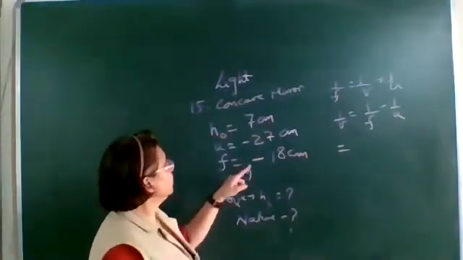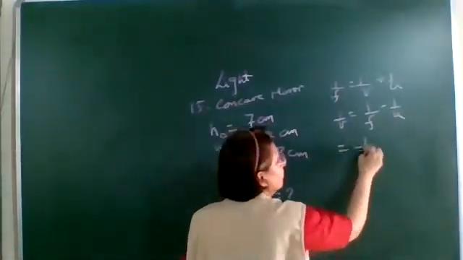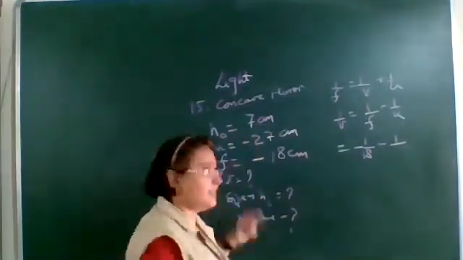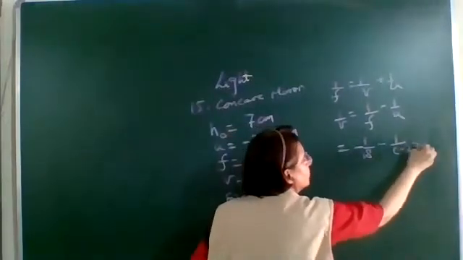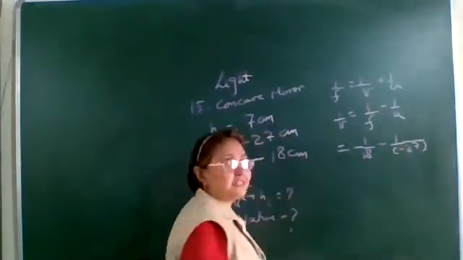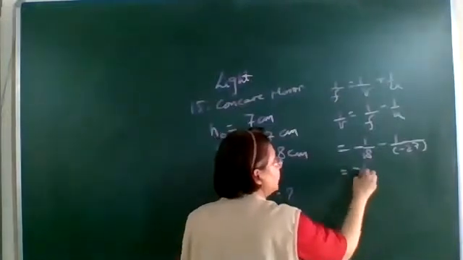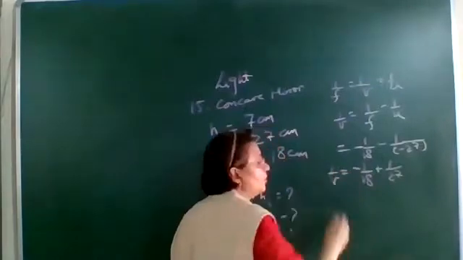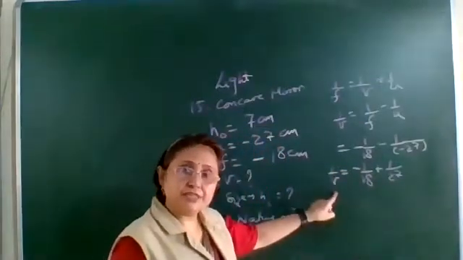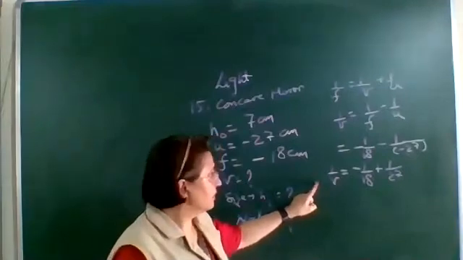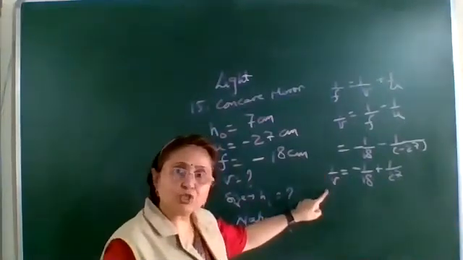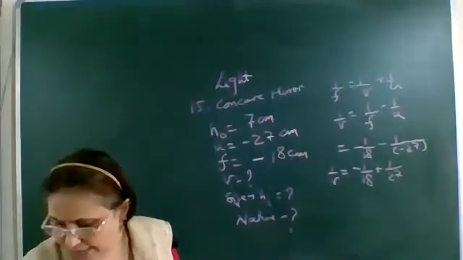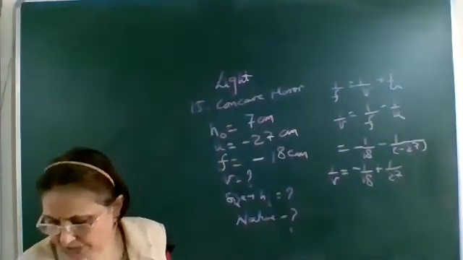Put the values. Focal length is minus 18 and u distance is minus 27. So this minus into minus becomes plus. Minus 1 by 18 plus 1 by 27 is 1 upon v. Take the LCM, simplify it. That will be 1 upon v. So v will be the reciprocal of it. On simplifying it, you get v to be 54 centimeters.